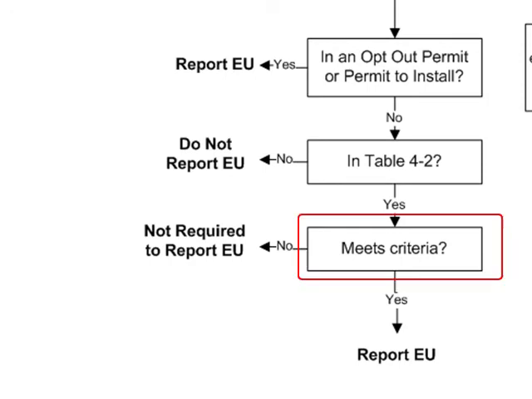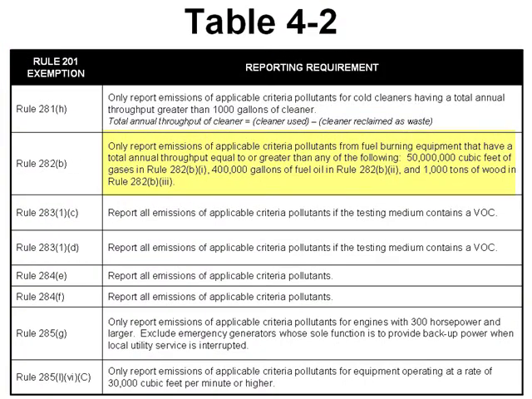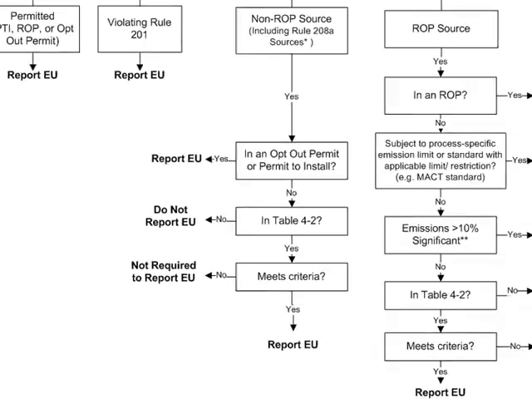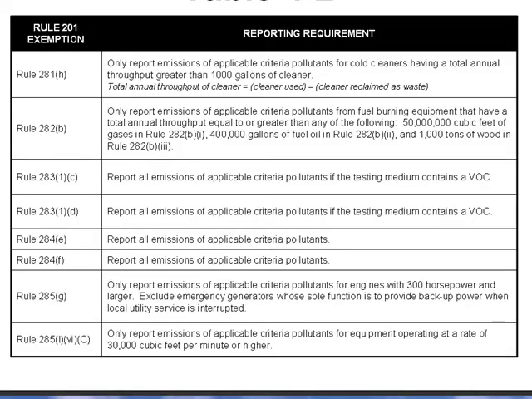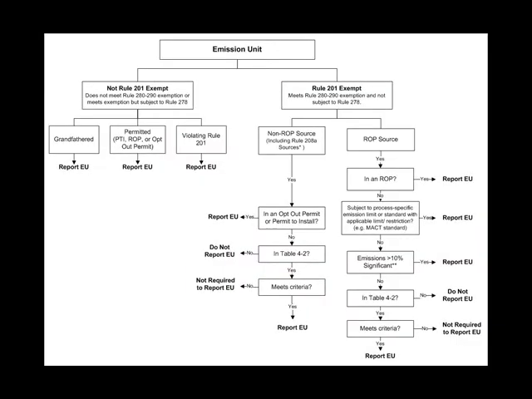If it is in the table, then you take a look at the criteria in the table to see if it exceeds that criteria. For example, if you have a boiler that's exempt under Rule 282B and it has a total annual throughput equal to or greater than 50 million cubic feet of natural gas, then according to our decision tree, it meets or exceeds the criteria, and so you'd have to report that emission unit. If, in our example here, the throughput for the boiler was less than 50 million cubic feet, it would not meet or exceed the criteria, and you would not have to report that boiler in MAERS.